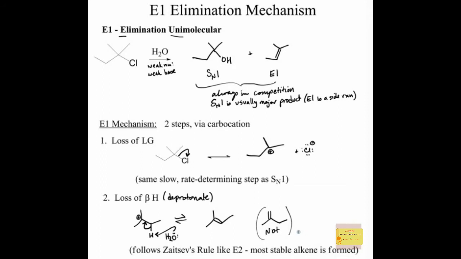Well, it turns out that this elimination also follows Zaitsev's rule, just like the E2 did, and we're going to get the most stable alkene possible. So this would be a trisubstituted alkene. That's going to be more stable than a disubstituted alkene, and so as usual, we're going to go for the more substituted beta hydrogen to get the more substituted alkene.